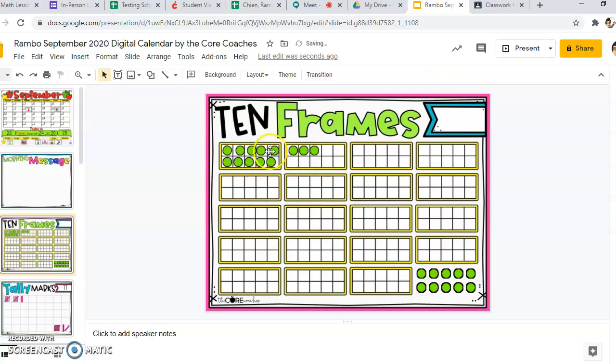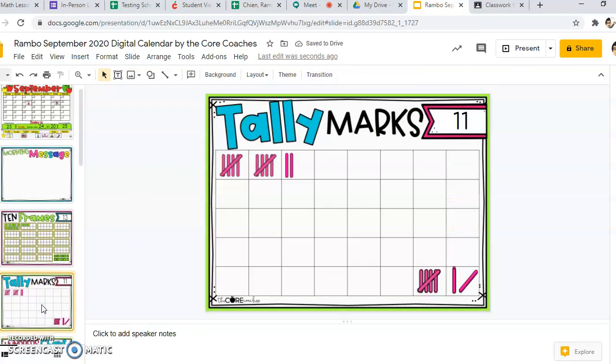Let's count. 10, 11, 12, 13. So how do we write 13? 1 and a 3.